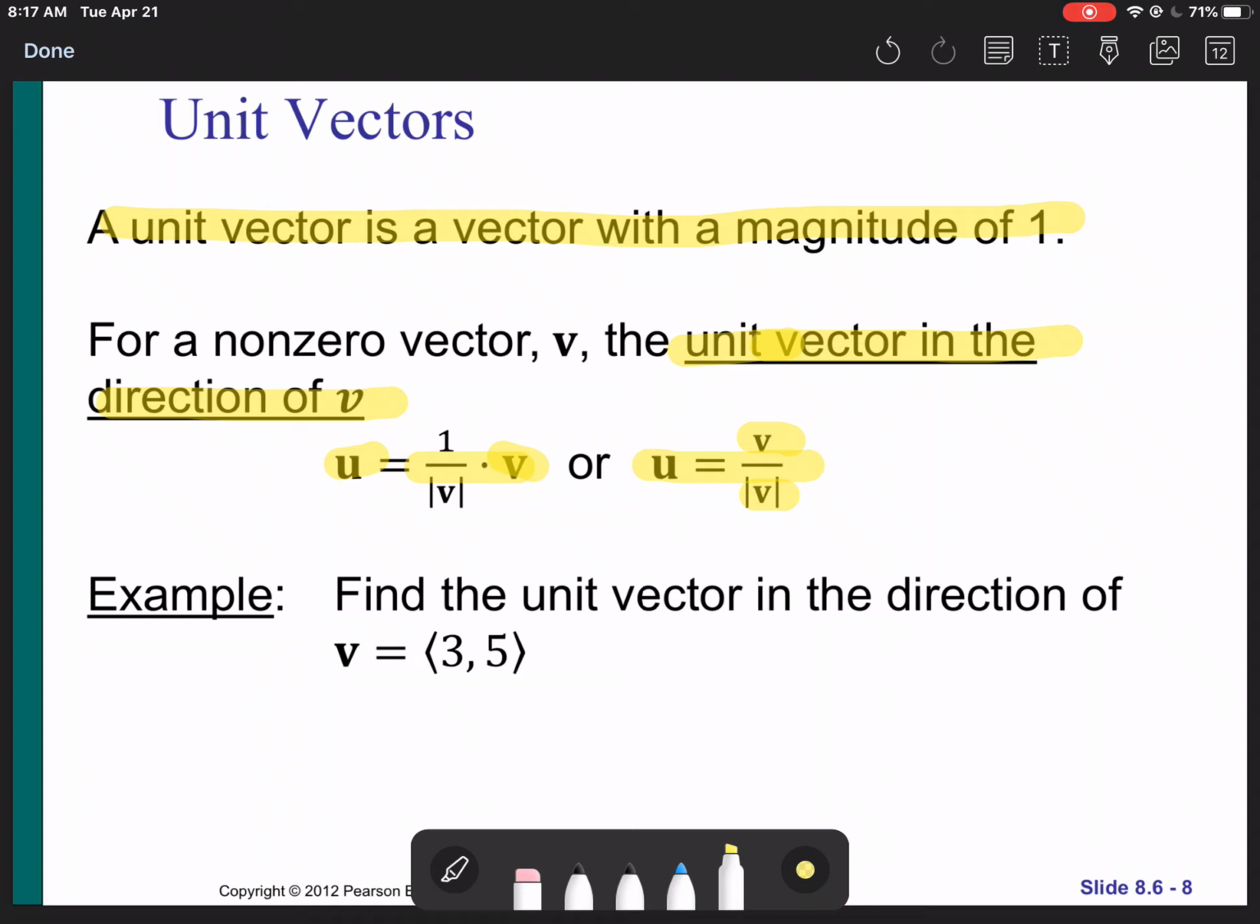So for example, find the unit vector. This is a question I would be interested in for a test. Find the unit vector in the direction of vector v, which has components 3, 5.